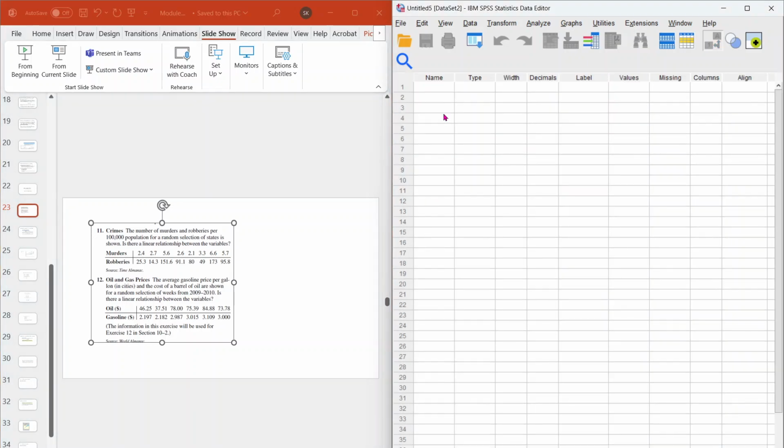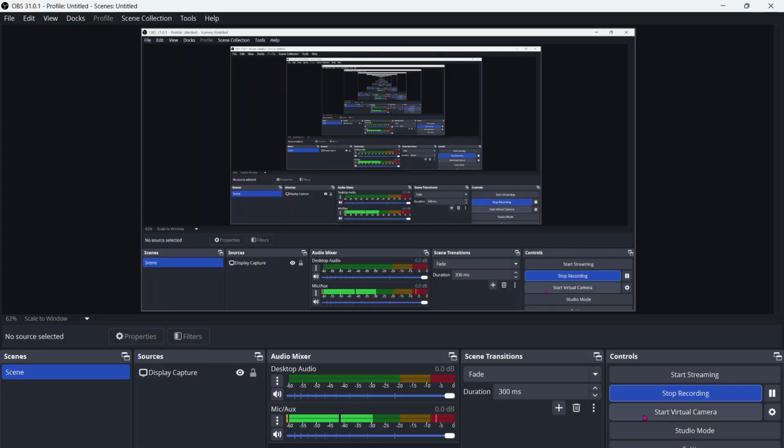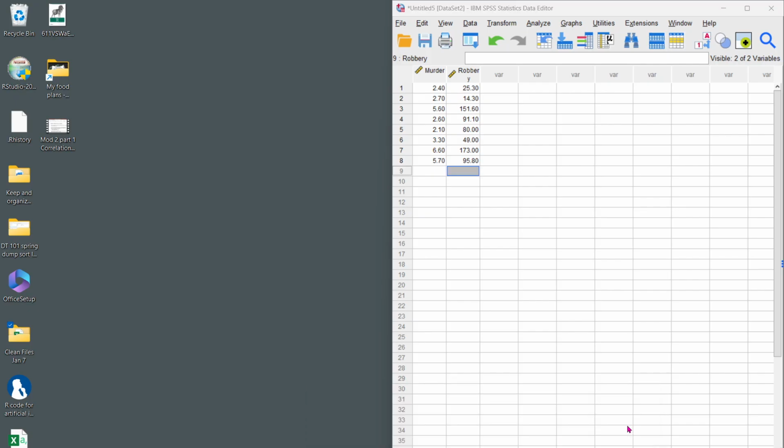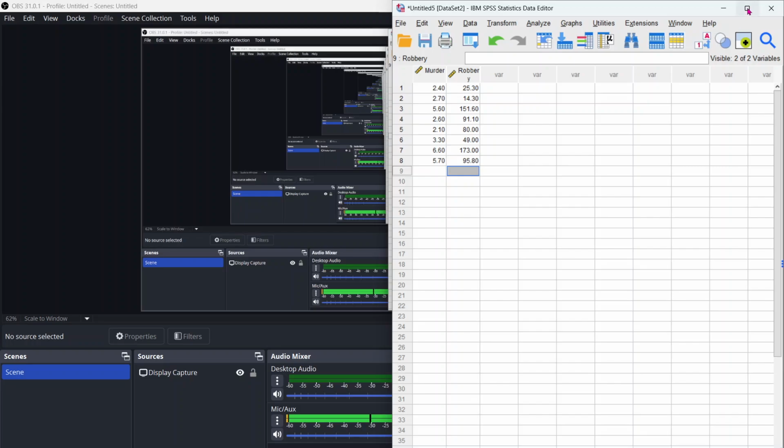I think I have this somewhere else, and I'm going to pause because you don't want to watch me enter the data. That's going to bore you. Okay, so I've entered my data because I didn't want you to sit there and watch that, because who wants to watch people enter data? But no, I lost my data. Okay, so I've entered my murder and robbery data.